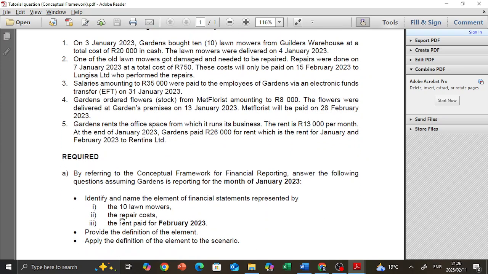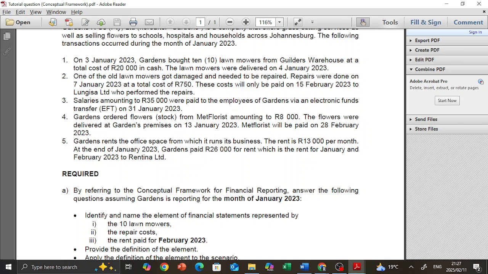The repair costs. I'm going to read it. One of the old lawnmowers got damaged and needed to be repaired. Repairs were done on 7 January 2023 at a total of 750 Rand. These costs will only be paid on 15 February 2023, after Valentine's, to Lungisa Ltd, who performed the repairs. Guys, what is the element? And please, may someone unmute and apply. Help me apply. What do you think?